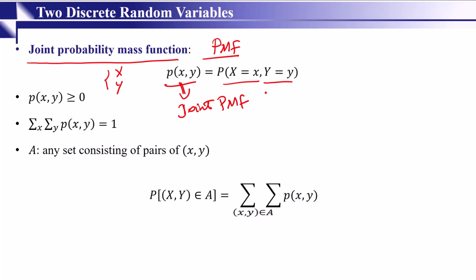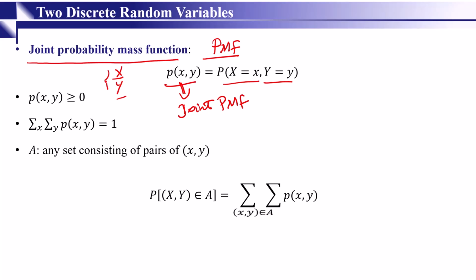The probability mass function of a single discrete random variable X specifies how much probability mass is placed on each possible x value. So the joint PMF of two discrete random variables X and Y describes how much probability mass is placed on each possible pair of values for x and y.